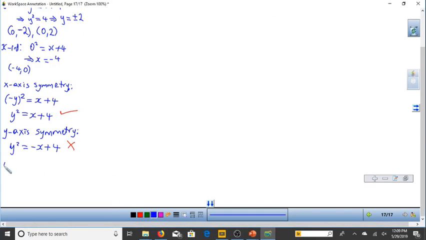And then for origin symmetry, I try both ways. I replace all my y's with negative y and all my x's with negative x, and I simplify. And as I can see, I do not get the same equation as above, so we don't have origin symmetry. We only have x-axis symmetry.